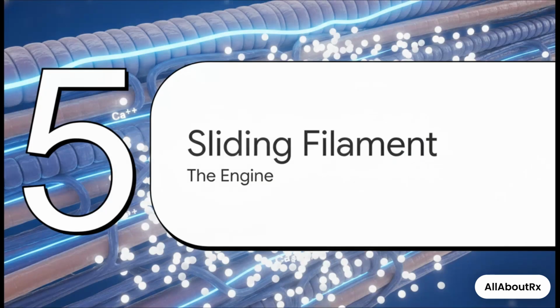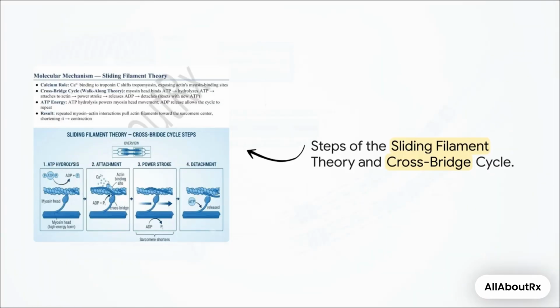Part 5. Sliding filament theory, the engine. Once that electrical wave sweeps along the sarcolemma and down the T-tubules, the sarcoplasmic reticulum unleashes its stored calcium into the sarcoplasm. Now it's go time. That calcium binds to troponin C, shifting the tropomyosin ribbon out of the way. Boom! The active myosin binding sites on the actin are finally exposed, and the sliding filament theory kicks into gear.